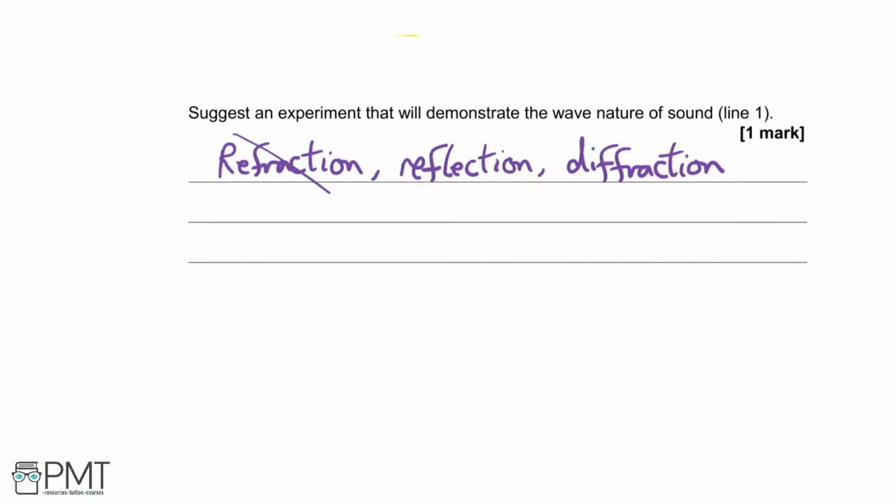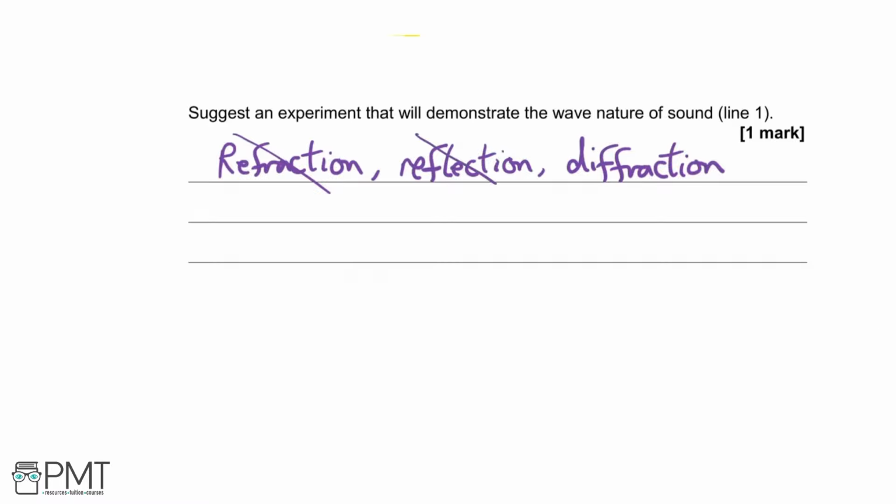Reflection, you could show that sound is reflected quite easily. You could look at echoes, for example, if you were to go into a cave. The tricky thing about this one is that actually, if sound were to behave as a particle, it could also reflect. So it's very difficult to distinguish the wave and particle nature just using that method. So we're not going to use reflection.